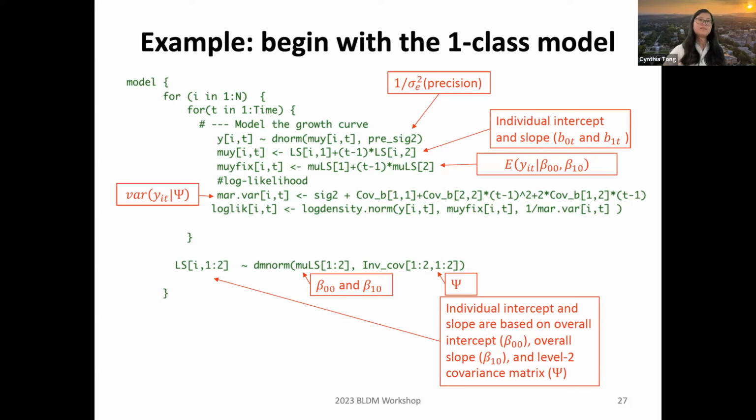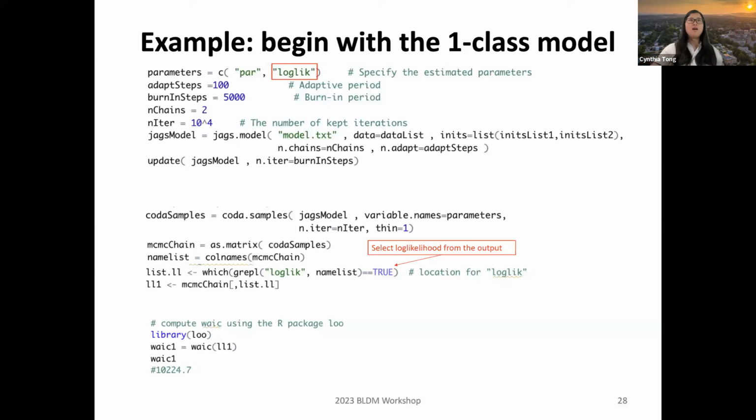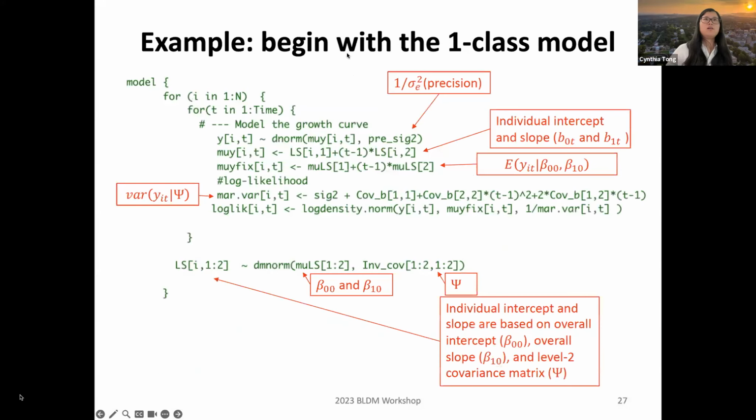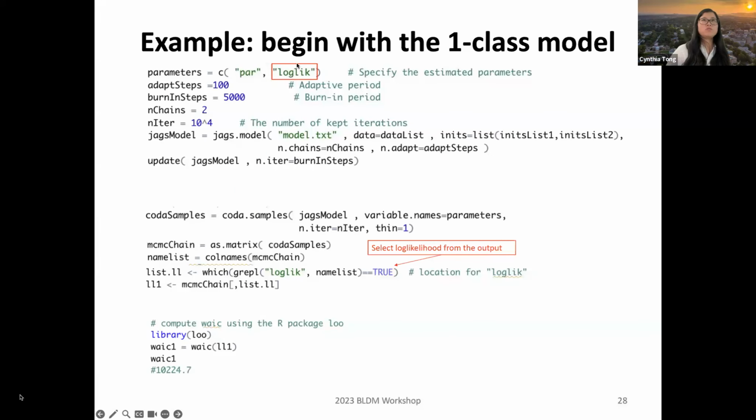Other than that, it stays the same. The random intercept and slope follow a multivariate normal distribution. How we specify priors and how we reorganize the parameters are the same as in the growth curve models. But now we also need the log likelihood, log-like, as a parameter, because we want to monitor it when we do the MCMC iterations.